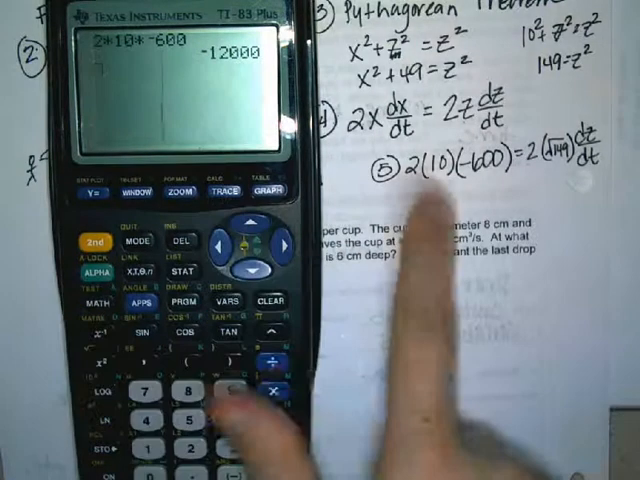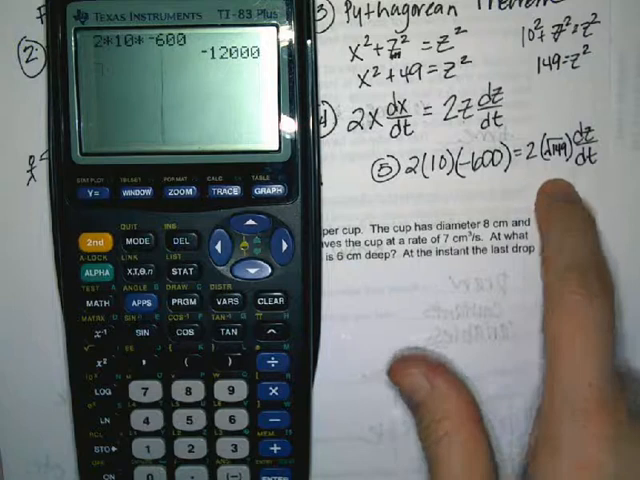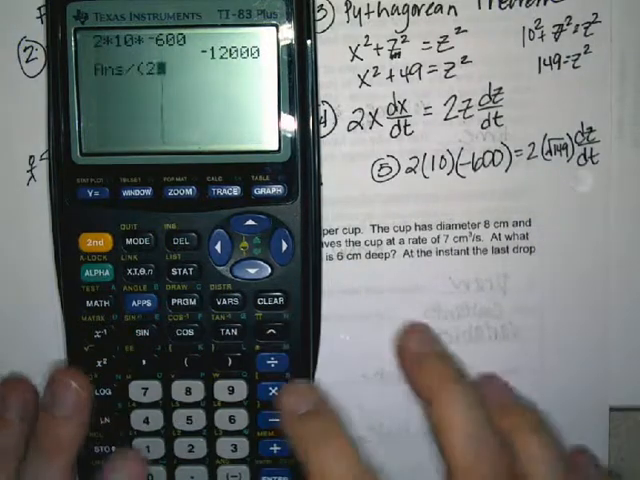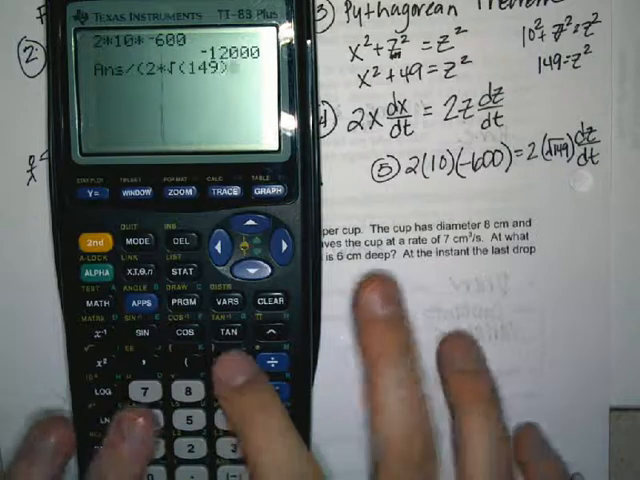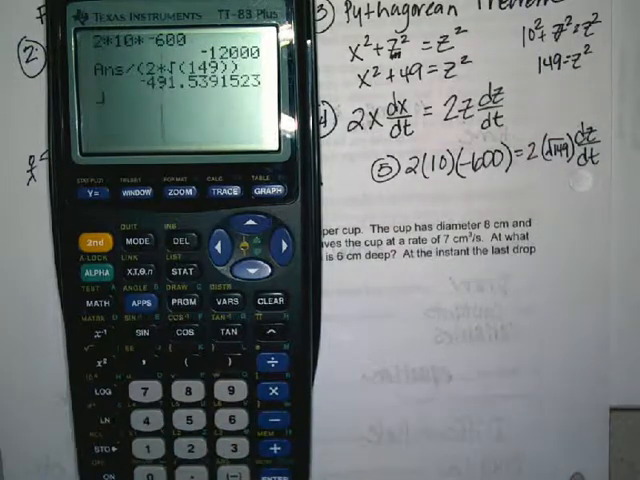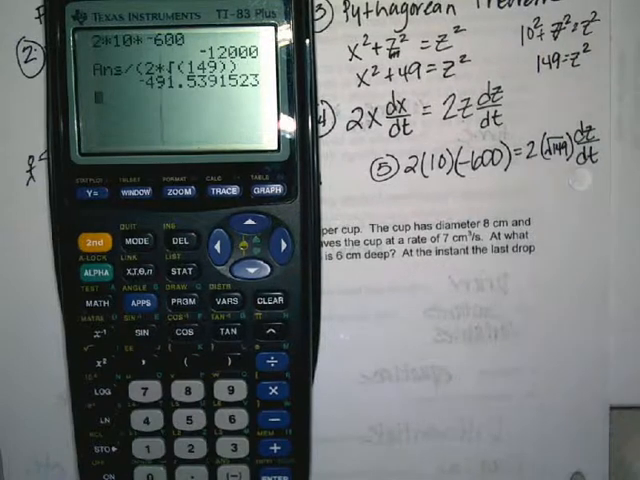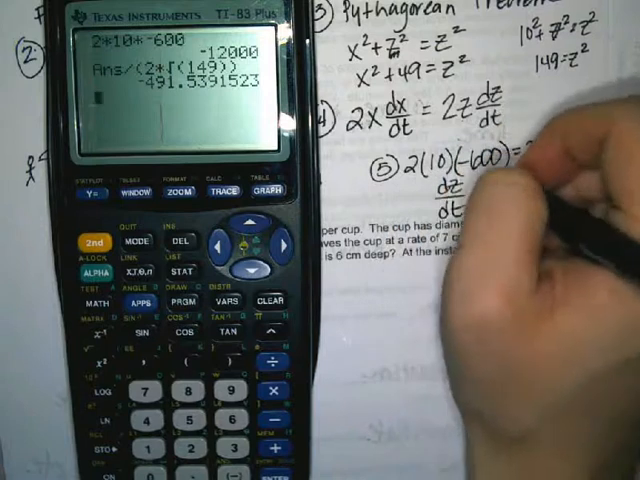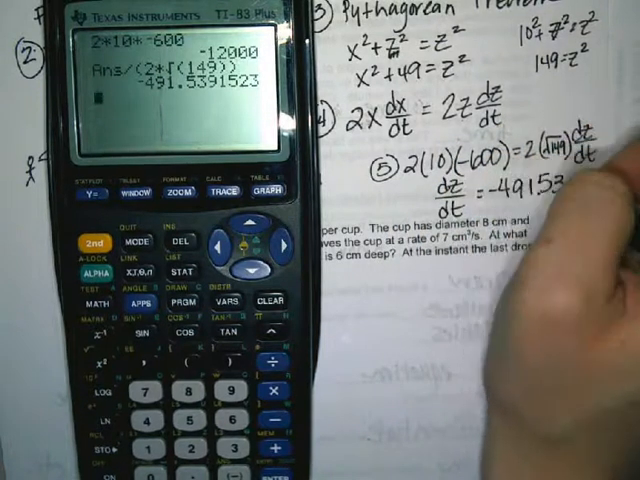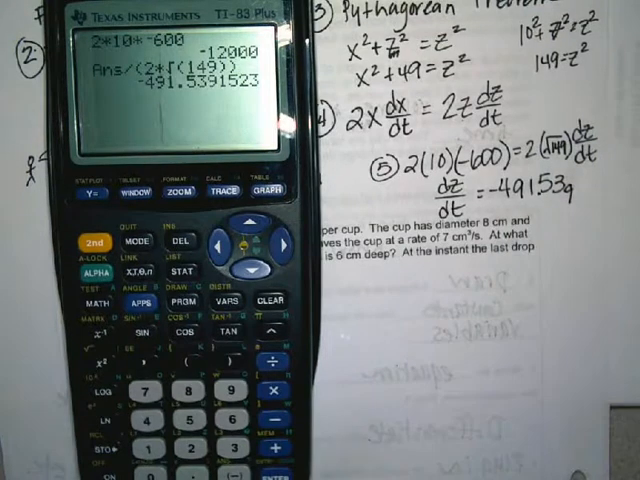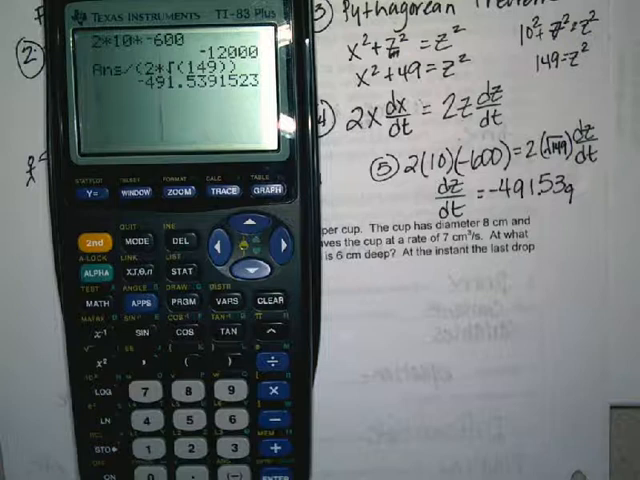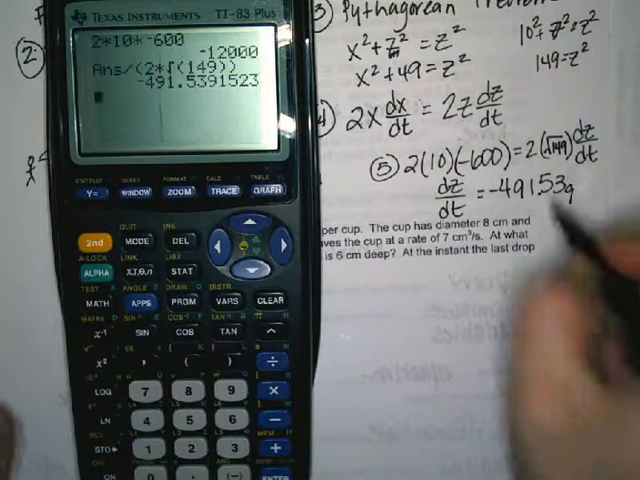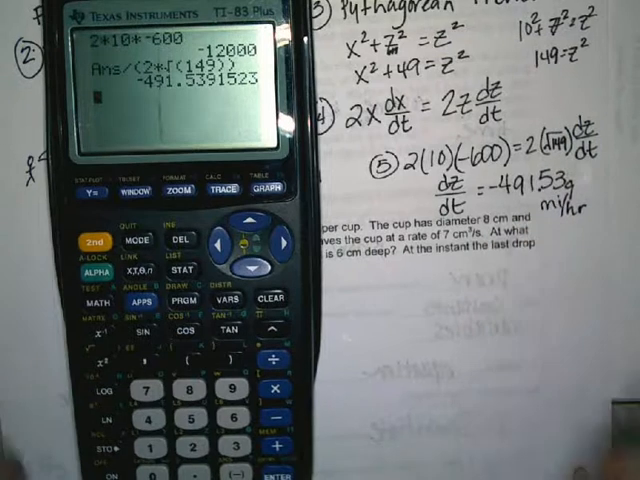So you multiply everything on the left-hand side together, and then divide it by 2 times the square root of 149. And you're going to end up getting a negative value here. So in this case, dz over dt gets you negative 491.539, rounded to 3 decimal places. And that has to have some units. What were my units? Miles per hour. Miles per hour. Now, does that make sense for this problem?